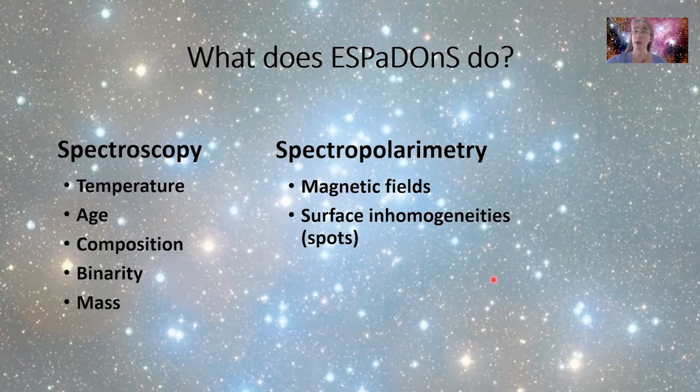For example, if a star has a magnetic field, we can see how strong the magnetic field is and what is its configuration. We can even figure out if a star has bright or dark spots at its surface.